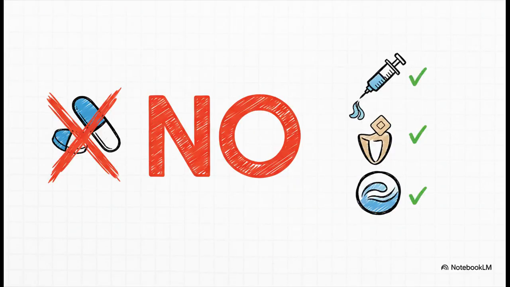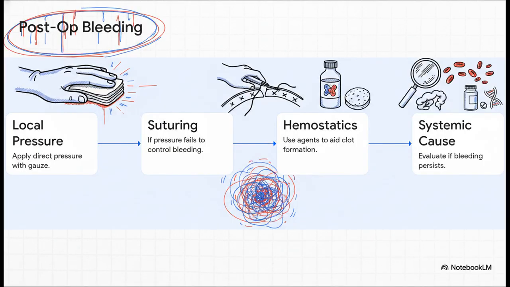This is so important. Dry socket is an inflammatory issue, not a bacterial infection. Systemic antibiotics do nothing here. The correct management is all local. You gently irrigate the socket, you place a soothing medicated dressing in there, and you help the patient manage their pain. That's it.